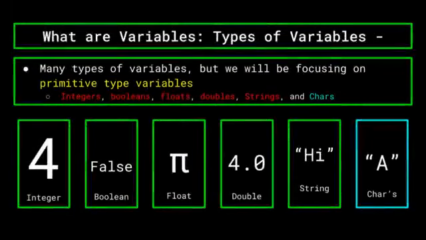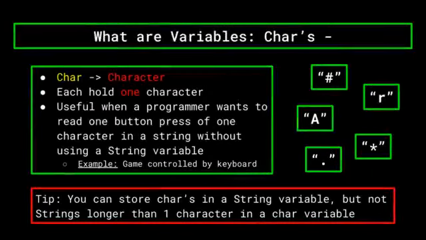Finally, we have char variables. Char stands for character, and just as the name suggests, they can each hold one character. This is useful when a programmer wants to read one button press or one character in a string without using a string variable. A specific example is a game that is controlled by the keyboard. The program needs to recognize the character that is pressed and translate that into carrying out some function. Now, strings can also hold one character, but chars can't hold more than one character, so keep that in mind when defining variables.